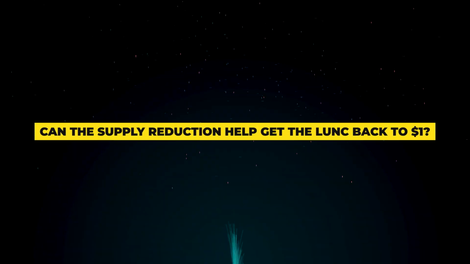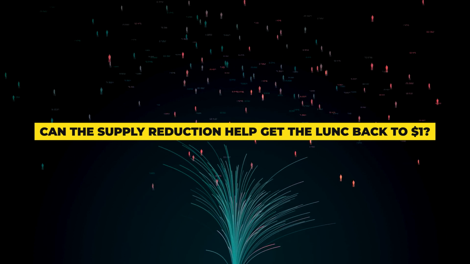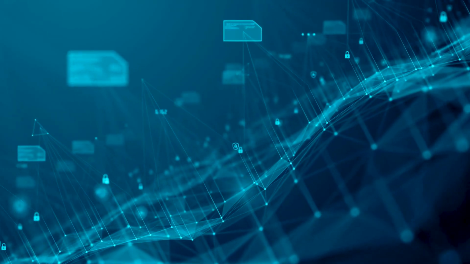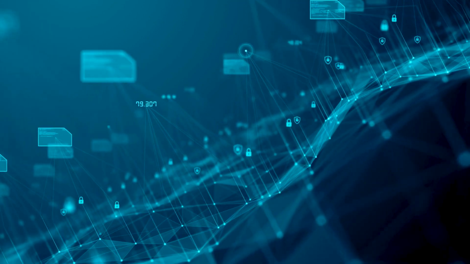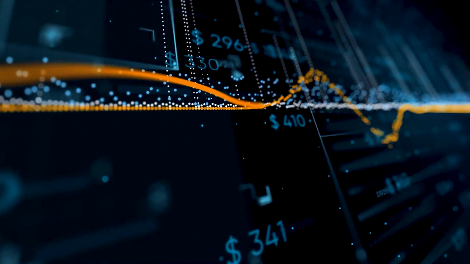Can the supply reduction help get the LUNC back to $1? A token burn unit for the ecosystems might be the most logical way to help with LUNC's return to $1.